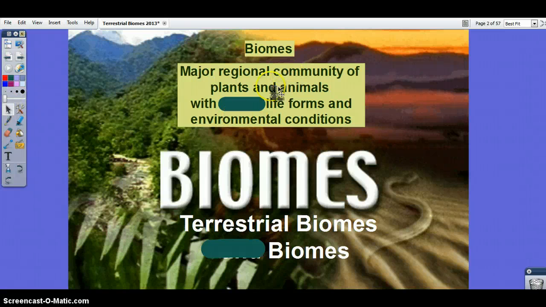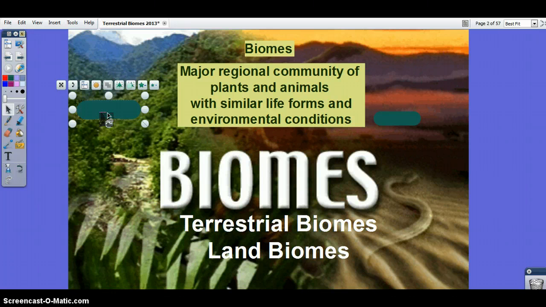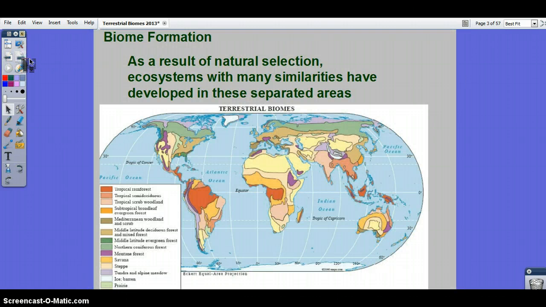All right, so terrestrial biomes. Basically, when you look at ecosystems as little communities of plants and animals interacting, when there are similar environmental conditions throughout the world that produce specific types of plants and specific types of animals, this is called a biome. And terrestrial means land. This can be a result of natural selection. Ecosystems will develop with many similarities in separate areas of the world.